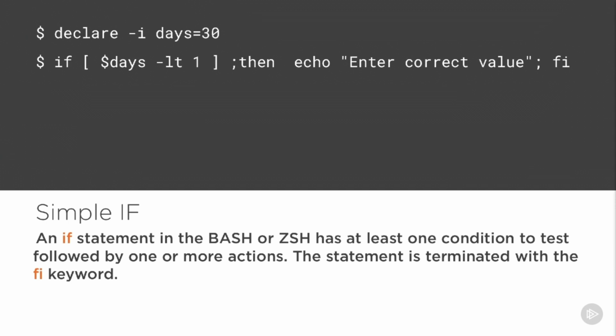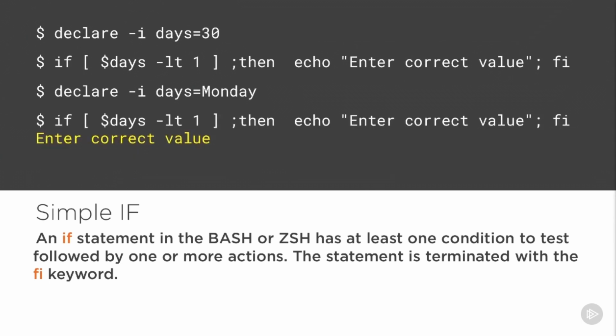And of course, we don't get anything being printed out because we've put a correct value; 30 is greater than 1, so we don't meet the condition. If we set it, let's say, to Monday, Monday is going to be converted to an integer. That's going to fail, so it's going to store a value of 0 in days. So now when we test it, we do evaluate to true. Days is less than 1. So we're going to run the action, and we can see enter correct value being echoed back to our screen. So we're able to provide a little bit of feedback to the users operating the script.